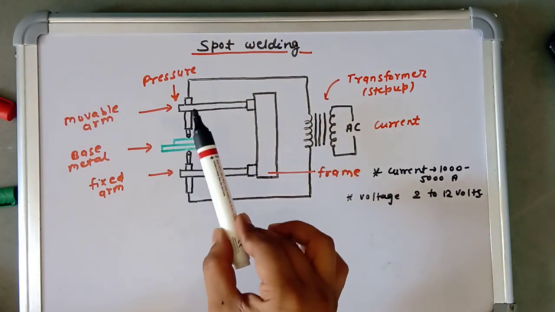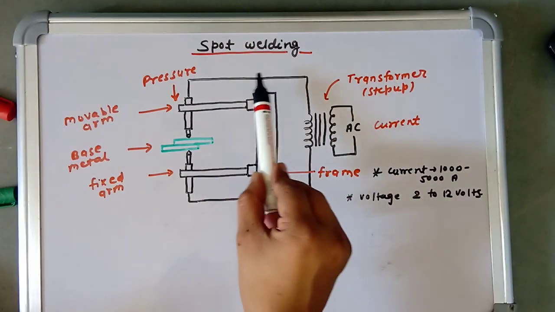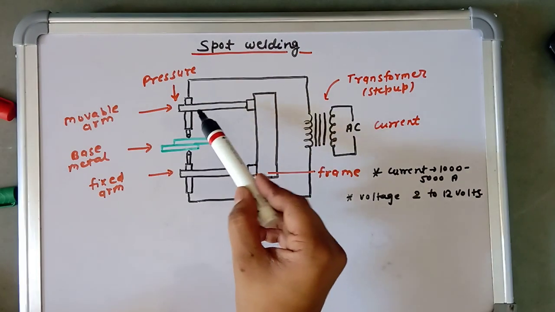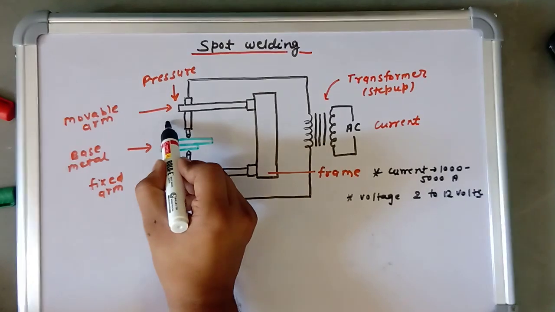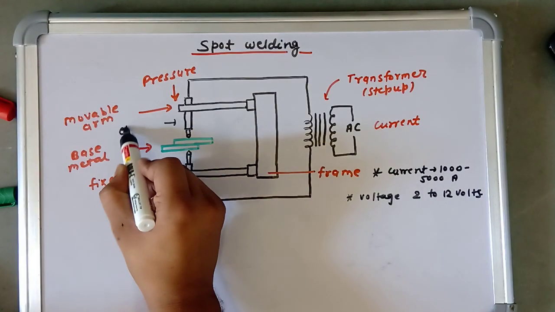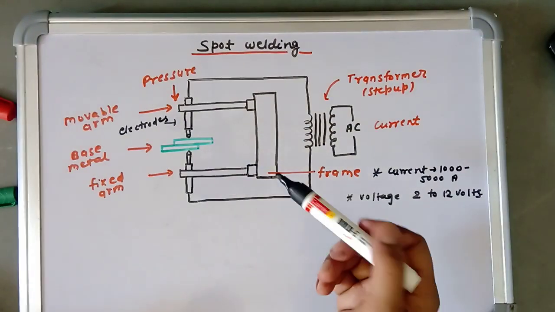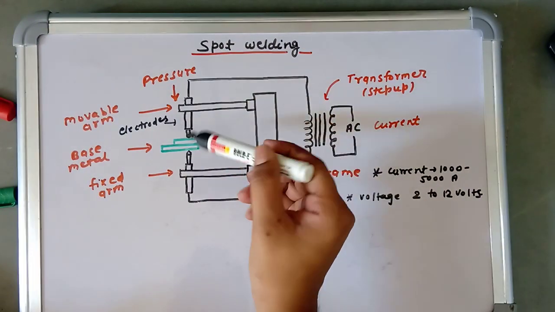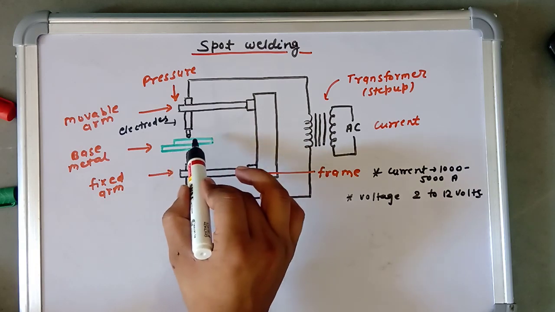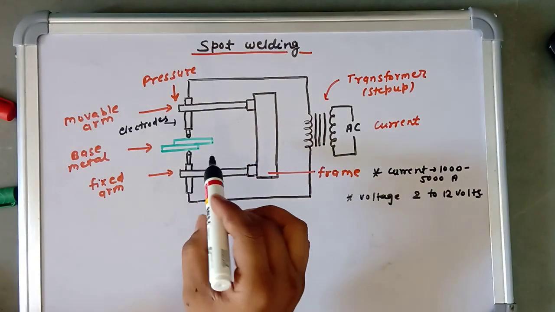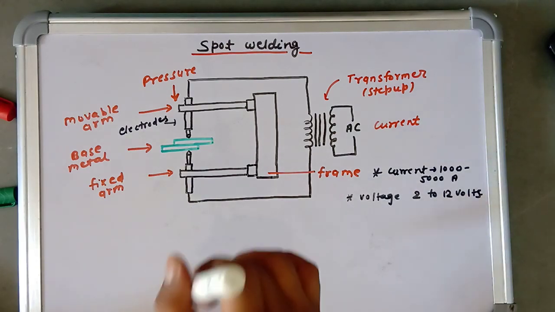Then this current flows through these wires, and these are our electrodes. The pressure is applied to the welded area. And why is it called spot welding? Because the welding is happening in the spot form.